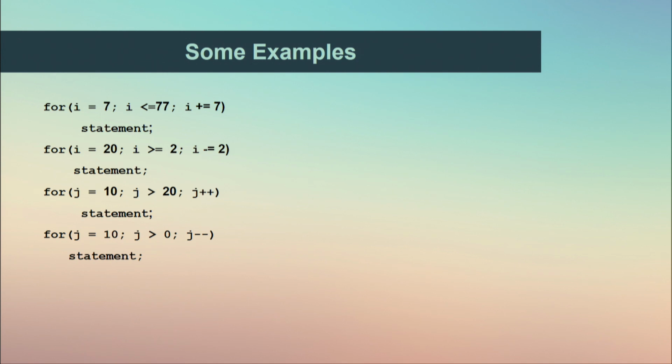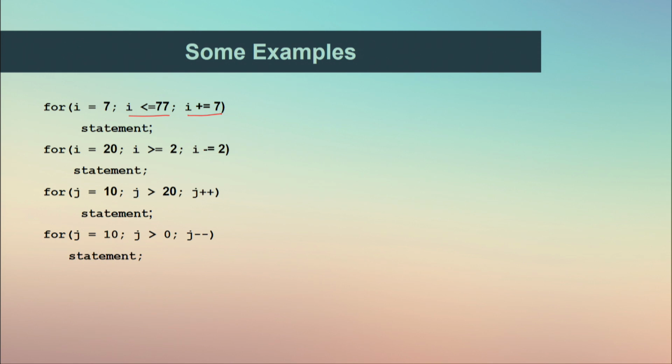So, here we can see some example statements of the for loop. The first statement, initialization part is 7 and the criteria or the condition checked is less than or equal to 77 and the increment part is said to be I plus equal to 7.